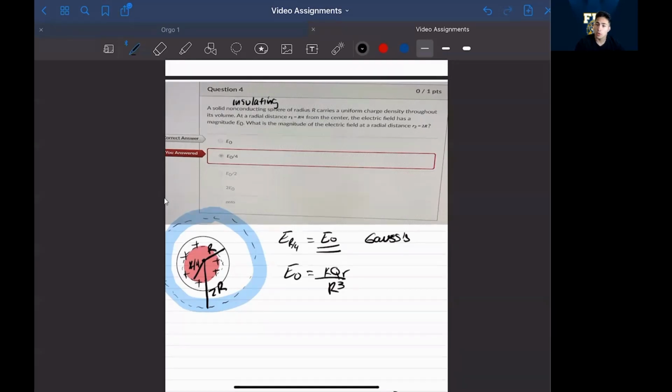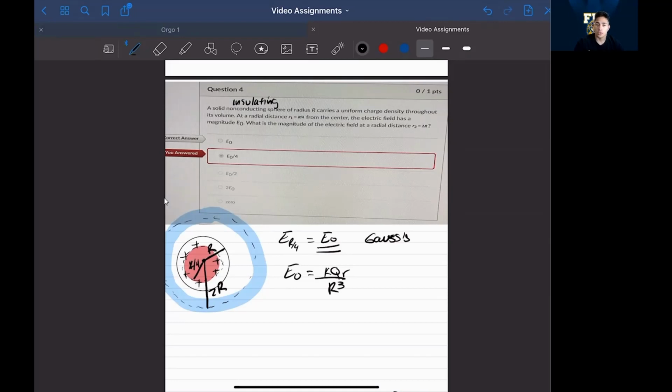So in order to solve the problem and to organize the info that we have, we can draw different Gaussian surfaces based on what's given in the question. For example, here I drew a Gaussian surface with radius r divided by 4, and then I drew the 2r Gaussian surface outside of the sphere.